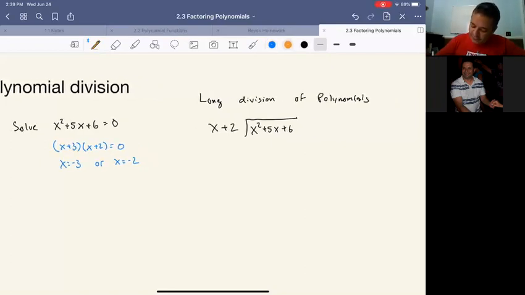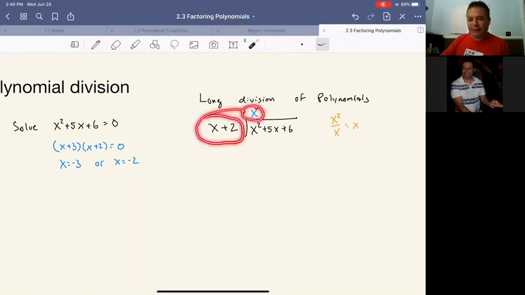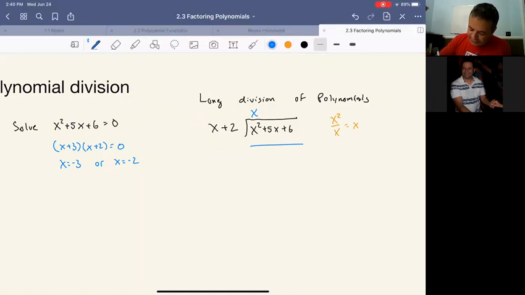Okay, so let's start by taking this x squared and we're going to divide it by this x. Okay, so when we take x squared divided by x, that gives us x. And we're just going to put an x right up top here. All right. Now we're going to take this x and multiply it by this x plus 2. Okay, and we're going to put it just right underneath this x squared plus 5x plus 6. So x times x is x squared plus 2x. Now I'm going to put a parentheses around it and subtract.